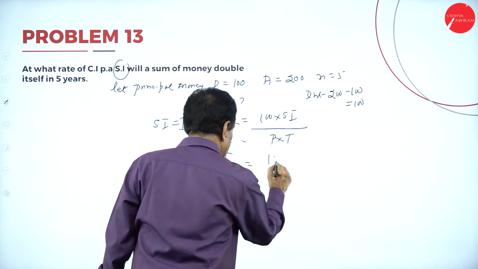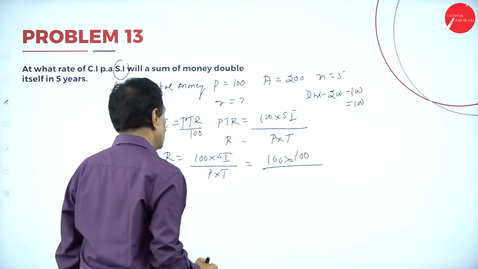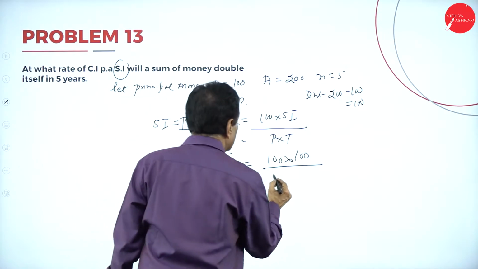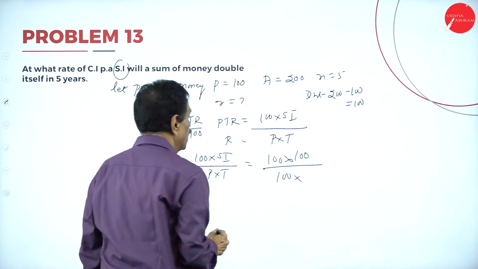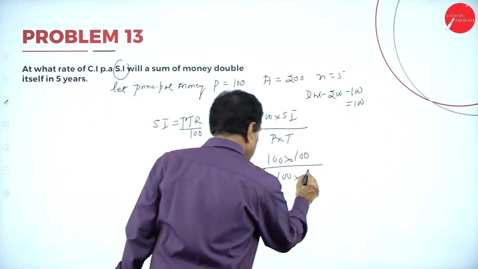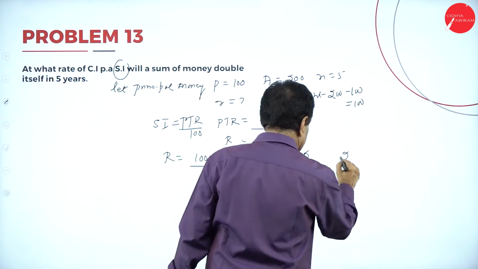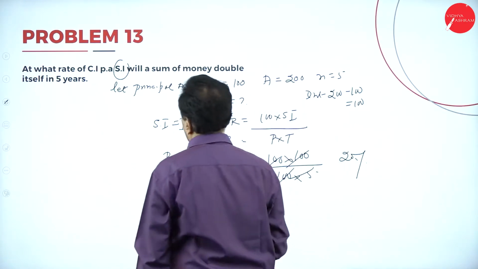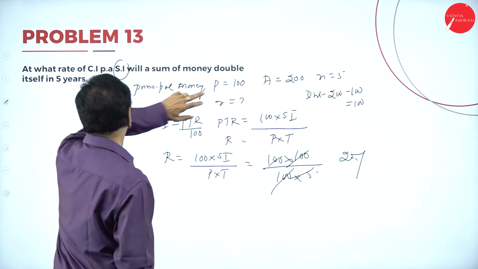What's your interest? 100. What's your principal money? 100. How many years taken? 5 years. So R is 20%. Your rate is 20% per annum simple interest for a sum of money to double itself.